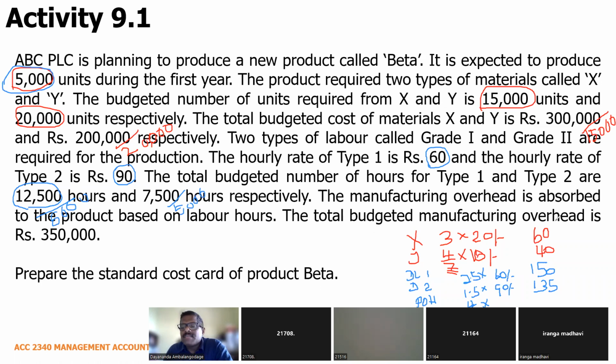So the total budgeted manufacturing overhead is 350,000. But what you can do here is, if you divide it by this, of course, what should be the cost? Unit cost. How much? It's 350 divided by 5,000. It's 7, no? 70 rupees. Here it is 70 rupees unit cost.